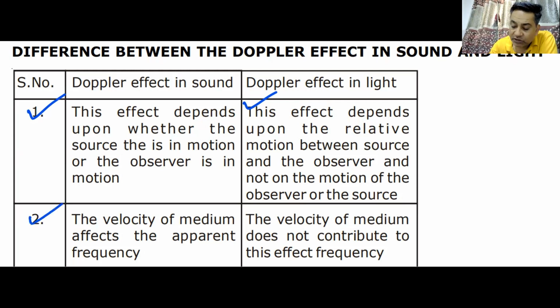Okay. The velocity of the medium affects the apparent frequency in sound. For light, there is no medium; light is going to travel in vacuum. The velocity of the medium has no effect here. Do we understand this? A minute to note this down. Very important point because one of these points will be coming there.